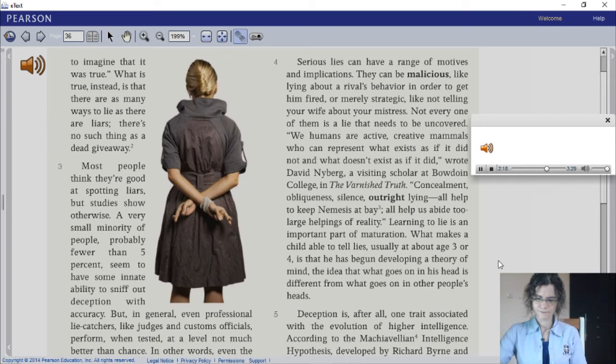What makes a child able to tell lies, usually at about age 3 or 4, is that he has begun developing a theory of mind, the idea that what goes on in his head is different from what goes on in other people's heads. Deception is, after all, one trait associated with the evolution of higher intelligence.